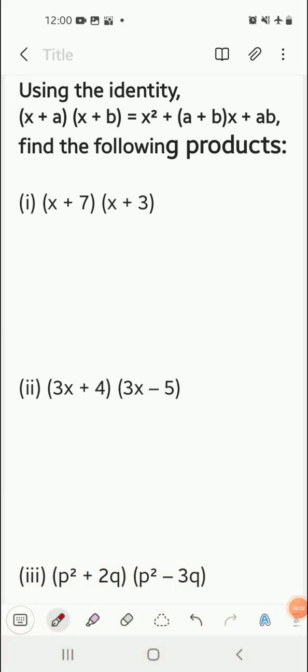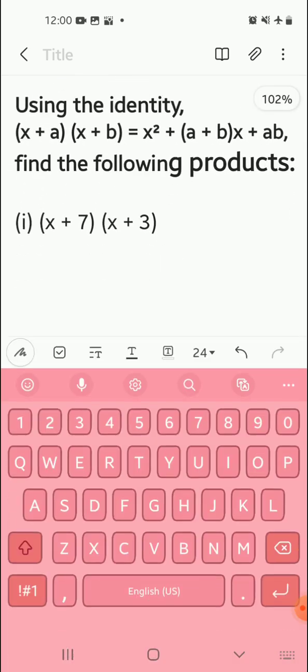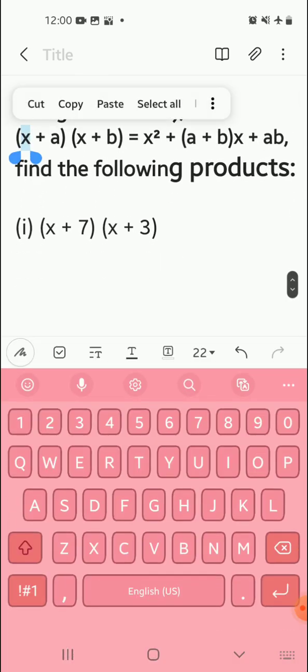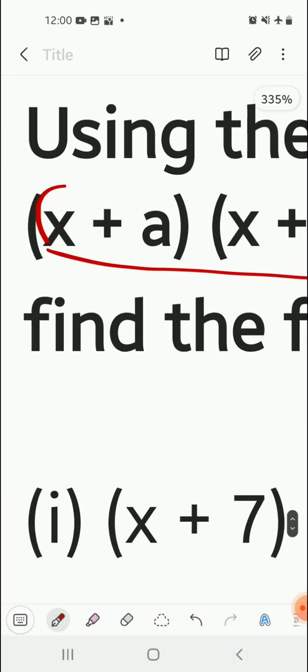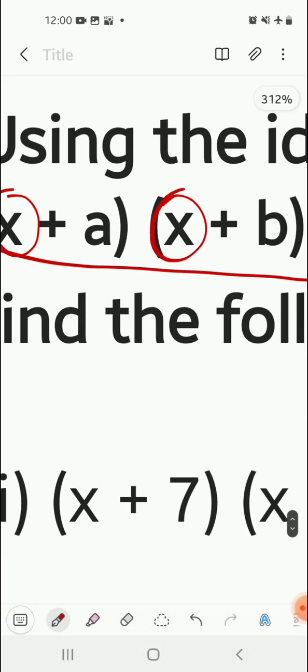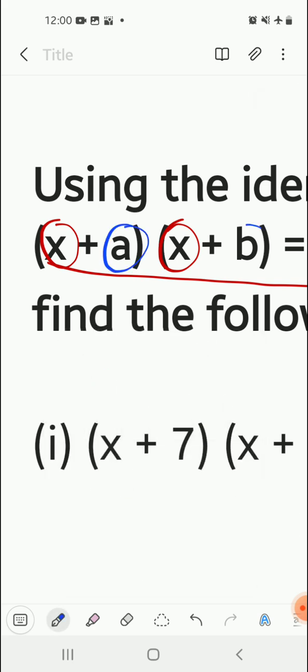Today we are going to learn how to find product using identities. You can see there is an identity given, that is this. This identity is basically used where you can see the first term is the same, that is x, but the second term, that is a, and here there is a b.